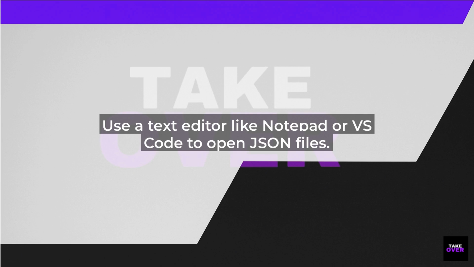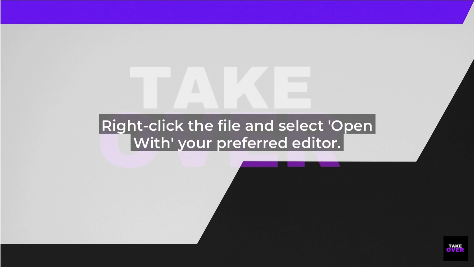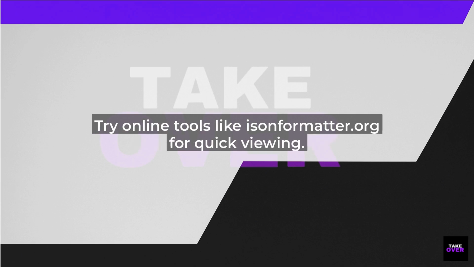First, the easiest method is using a text editor. On Windows, fire up Notepad or something more powerful like Visual Studio Code. On a Mac, try TextEdit or the same Visual Studio Code. Just right-click your JSON file, select Open With, and choose your editor. You'll see the raw data laid out. It's that straightforward. If you prefer not to install anything, head to an online JSON viewer.